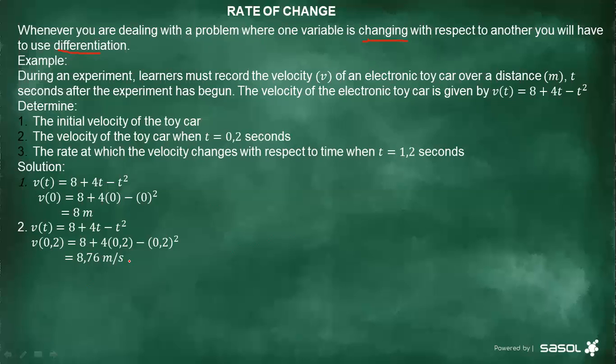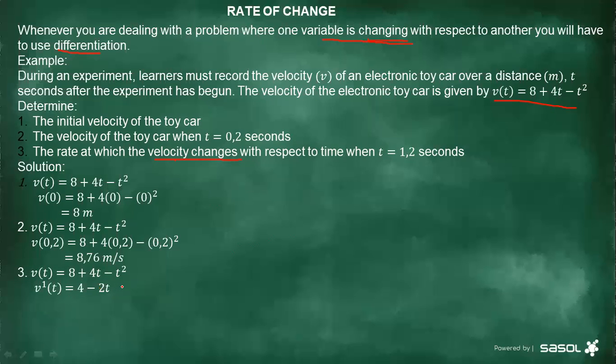With respect to time, when time is 1.2 seconds, now you have to do the derivative of the given equation. Let's see, this is the equation. You start doing the derivative. After applying the rules of differentiation, you then have this.